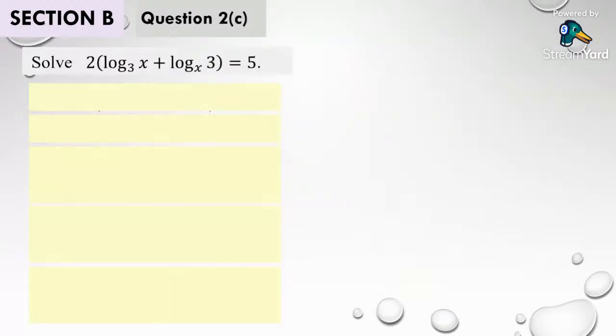2C, we have a long way to go solving these log equations. So we want to solve this log equation here, guys and girls. We have 2 times log to the base 3 of x plus log to the base x of 3 equals 5. To solve log equations, I always want you to first refer to the base number. Do they happen to have the same base number? If they don't, can I convert into the same base number?